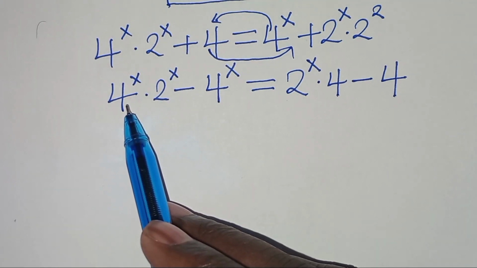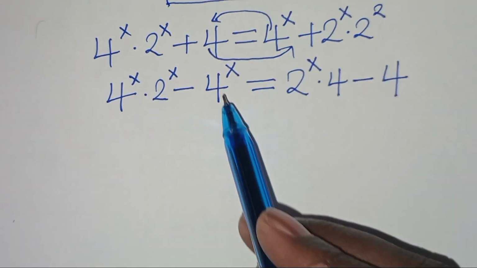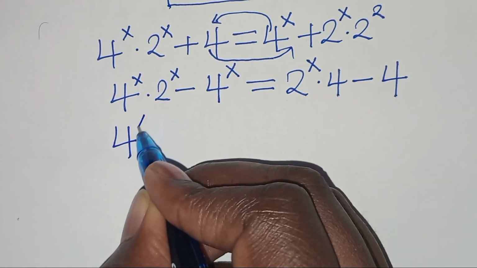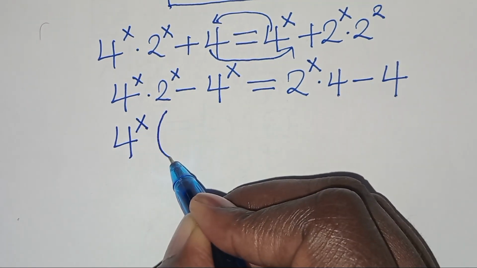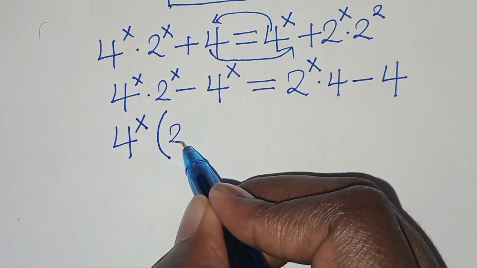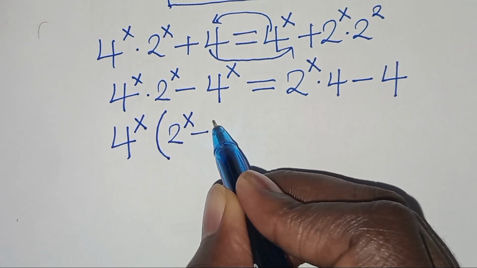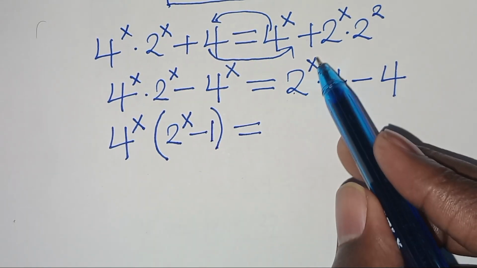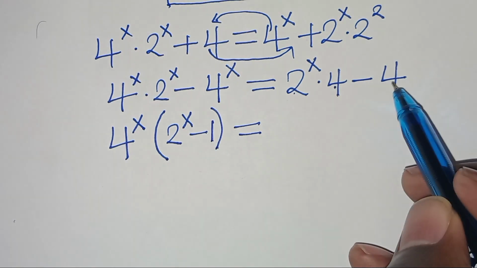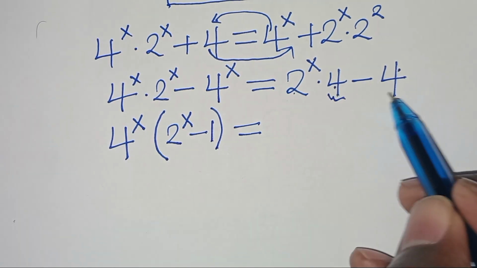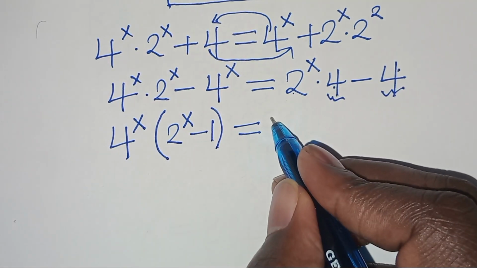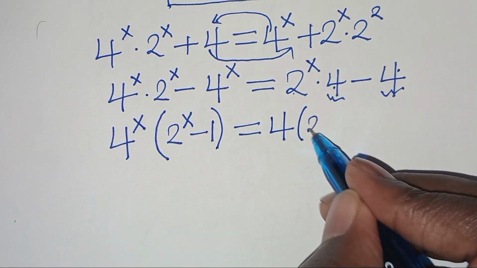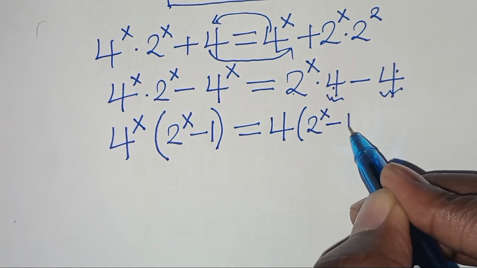So from what we have here, 4 to the power x is common. We can factor out 4 to the power x, so that here we'll have in the parentheses 2 to the power x, subtract 1. Now this is equal to 2 to the power x times 4 minus 4. So this implies that 4 here is common, so we can factor out 4. So we have 4 in the parentheses, we'll have 2 to the power x, subtract 1.